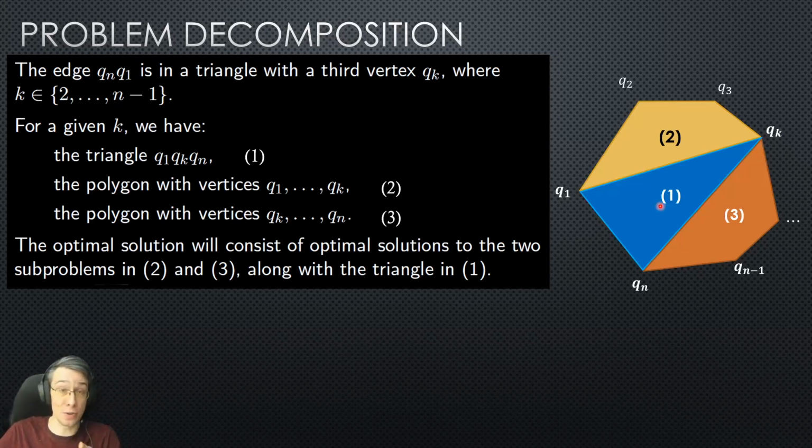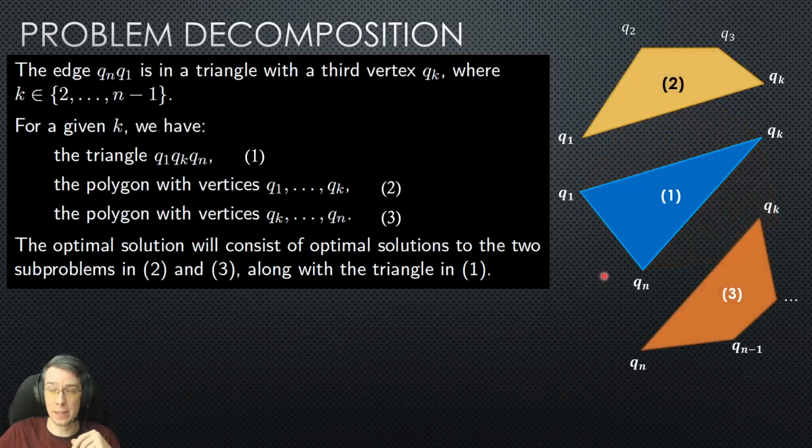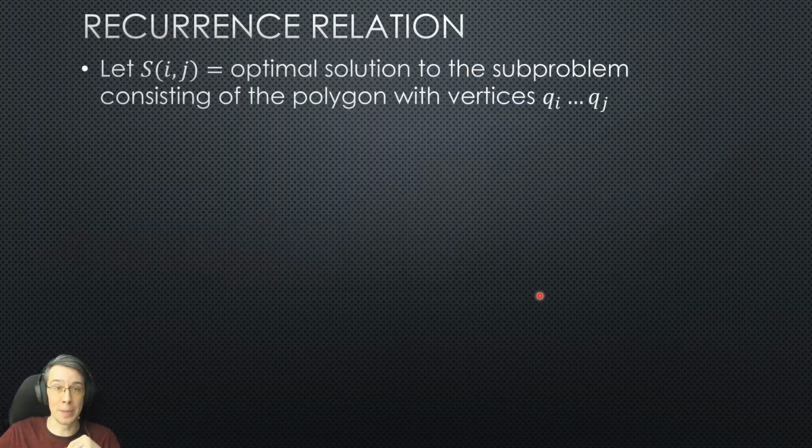Okay, but maybe this triangle isn't in the optimal solution. Some triangle involving this edge is going to be in the optimal solution. So we may just have to consider different choices of qk. Okay, so we're going to consider these separate polygons, we're going to consider the optimal triangulation of them, and now we have our optimal recursive substructure. So let's try to turn this intuition about the optimal recursive substructure, and how we can express the whole problem in terms of subproblems, into a recurrence relation.